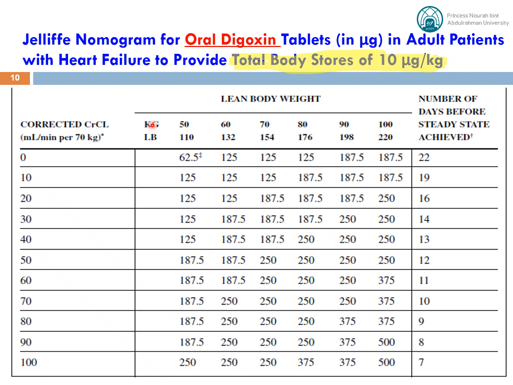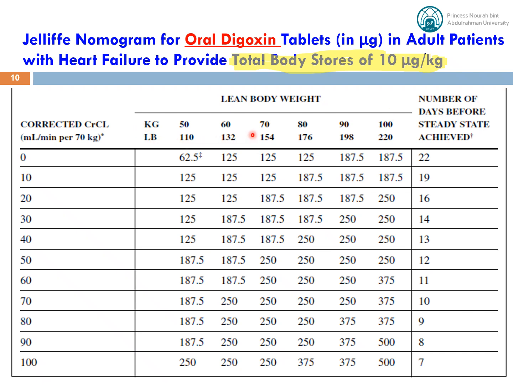Okay, now look at these values on the top of the nomogram. Here is the body weight in kilograms for 50 kilograms, 60 kilograms, 70 kilograms, 80 kilograms, and here this value, it is the body weight, but it is in avoirdupois pounds. Look at this, 70 kilograms is equivalent to 154 pounds, okay? So this is the corrected creatinine clearance value indicating the renal functionality. The worst renal functionality is on the top and the better renal functionality is at the bottom.